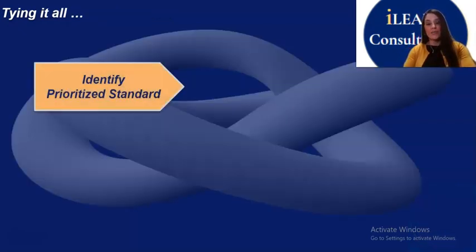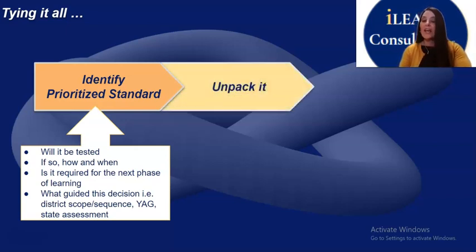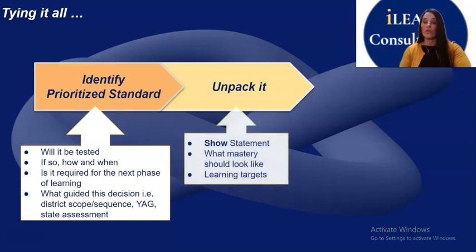Let's tie it together. Identify the priority standards. How? Will it be tested? If so, how and when? Is it required for the next phase of learning? And what guided this decision? Was it your district scope and sequence, your YAG, state assessment, or even a unit assessment? And then what have we just moved through? The process of unpacking a standard for the show statements of your no-show chart.